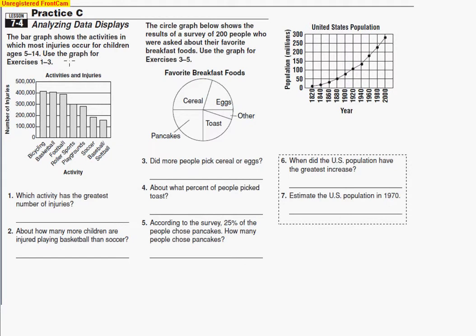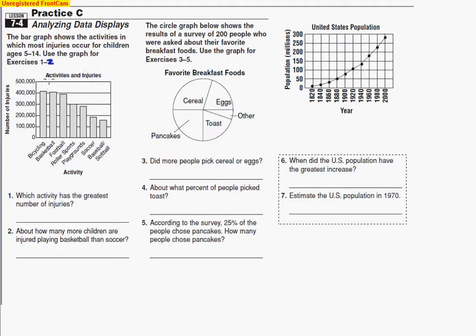The bar graph shows the activities in which most injuries occur for children ages 5 to 14. Use the graph for exercises 1 through 3, and actually they just mean through 2 here, because they made a mistake in their writing. So this is only through exercises 1 through 2. Looking at the first question here, which activity has the greatest number of injuries? Well, let's take a look at our bar graph.